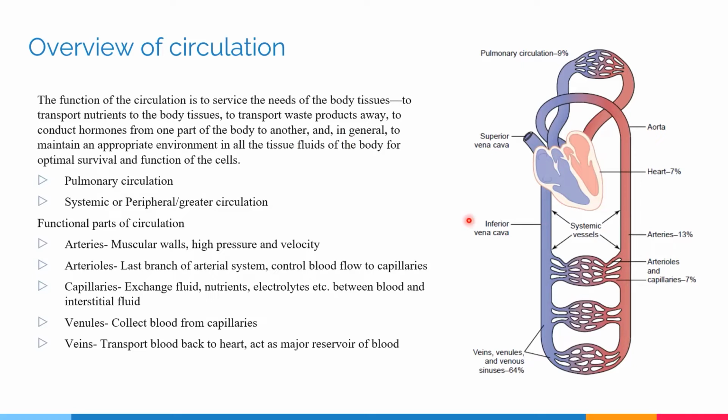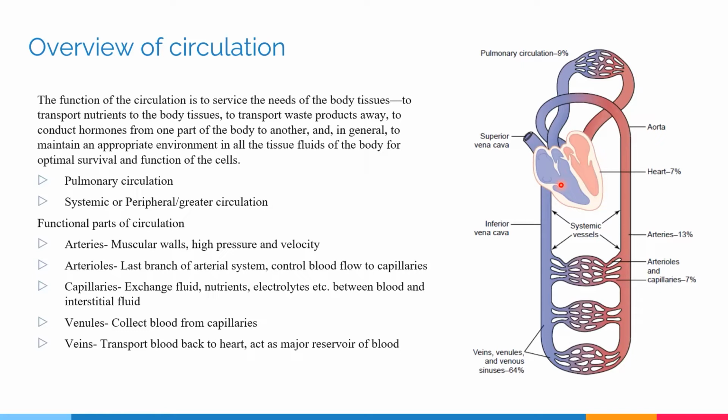So the circulation is essentially divided into two parts. First is the pulmonary circulation, in which the right ventricle pumps deoxygenated blood into the lungs, where it becomes oxygenated, which is received by the left atrium, and henceforth pumped by the left ventricle back through the whole body. The circulation via the lung is known as pulmonary circulation, and the circulation from the left ventricle throughout the whole body and then back to the right atrium is known as the systemic or peripheral or greater circulation.